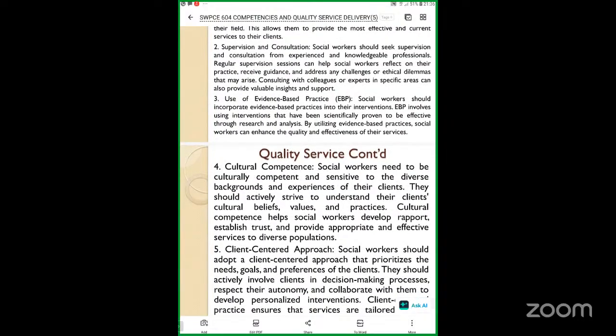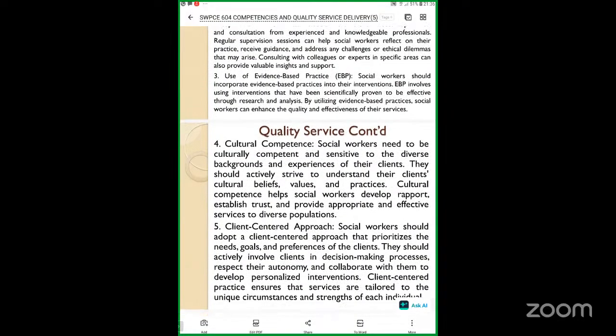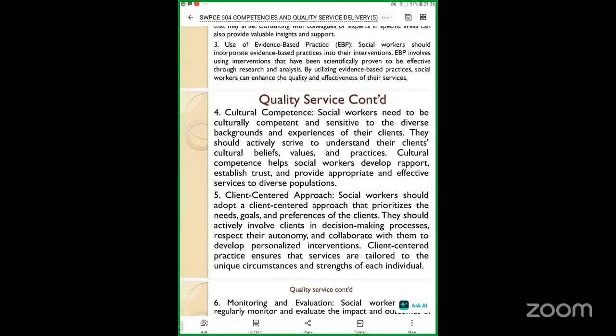Use evidence-based practice. Remember in our competencies, one of the core competencies is using evidence-based practice. Because you are practicing, you are not just reading from books, you are not just doing theory. Evidence-based practice is those certain things that have been used and have been very, very impactful. You can make use of them. Social workers will incorporate evidence-based practice into their interventions.